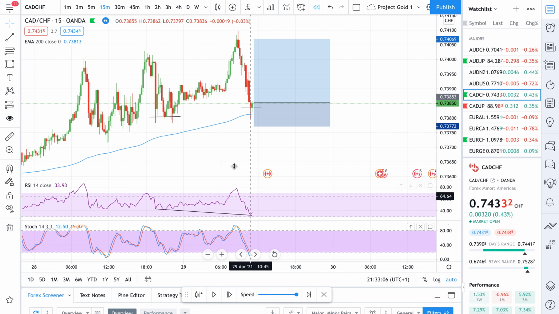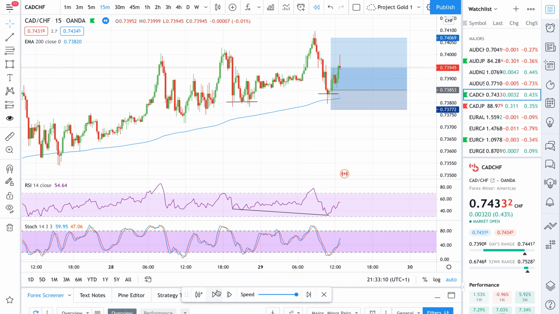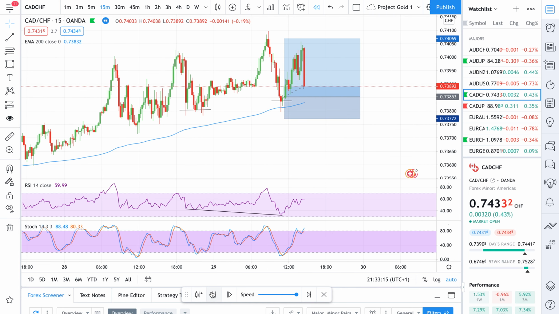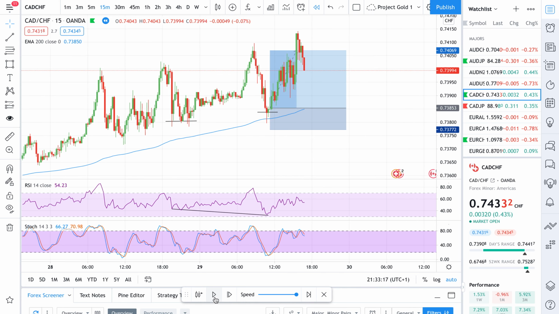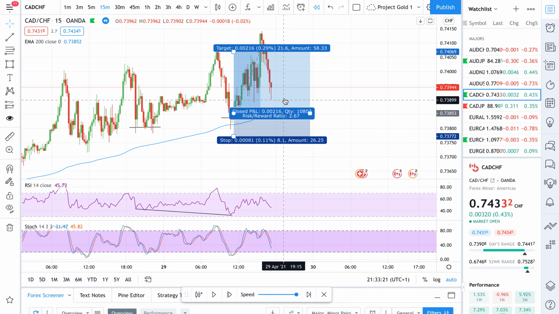Now all I'm looking for is a crossover on the stochastic. As you can see, we did get our crossover, and I believe this was like no drawdown, and we ended up hitting take profit pretty quickly. Nice 1 to 2. This was 2 to 2.6 actually.